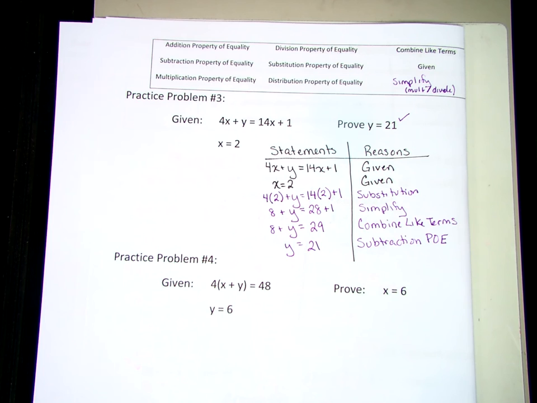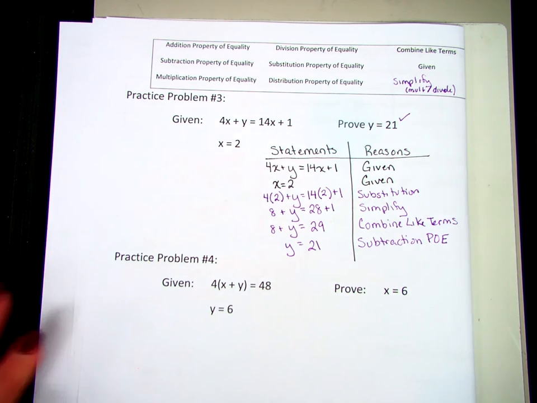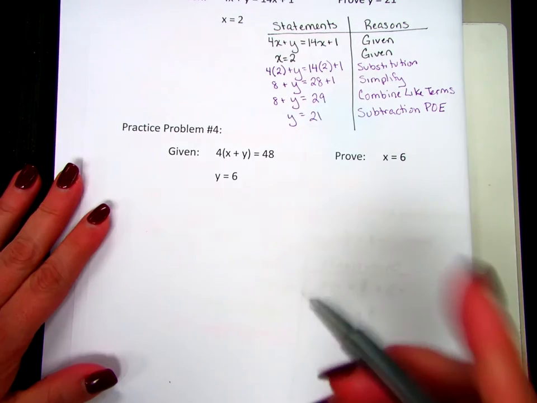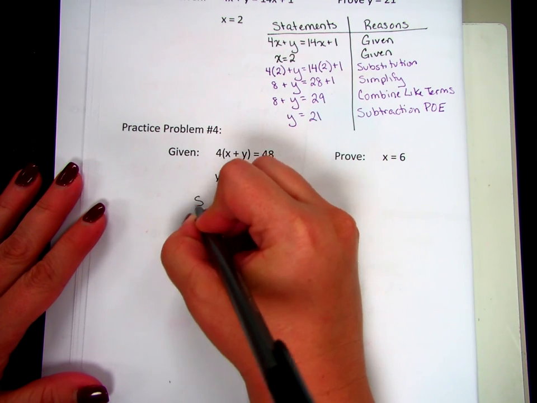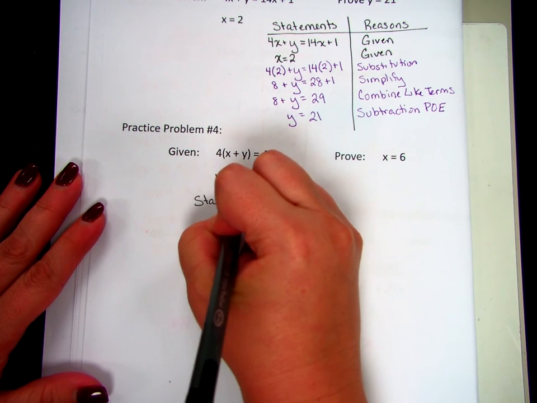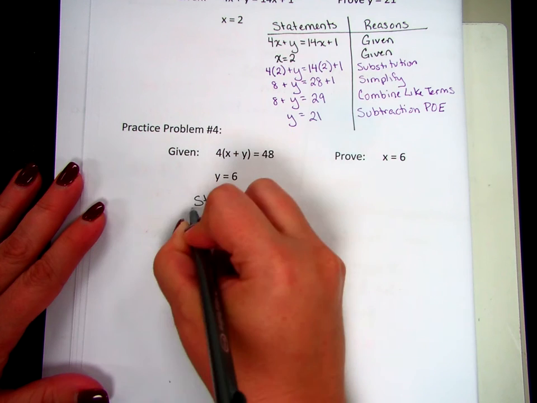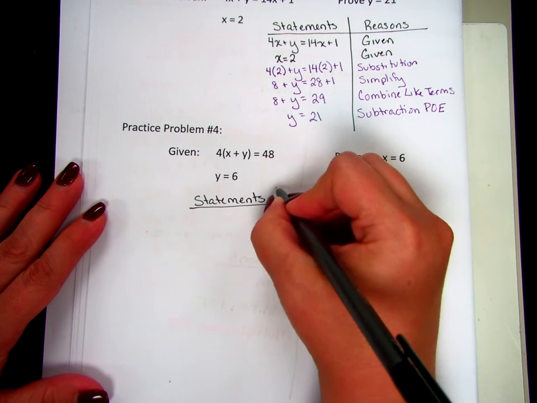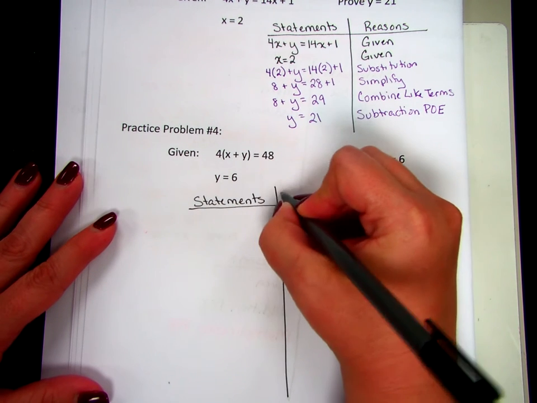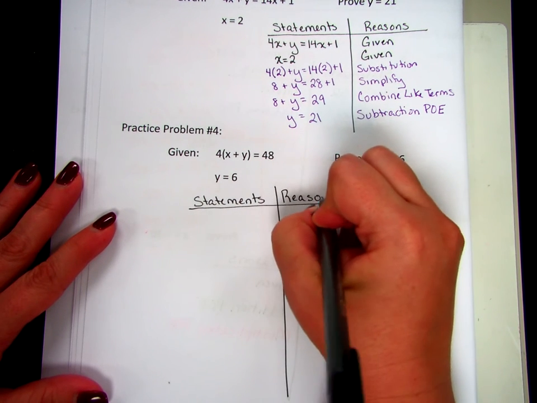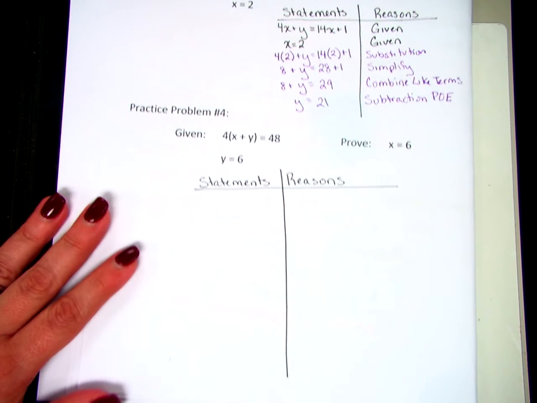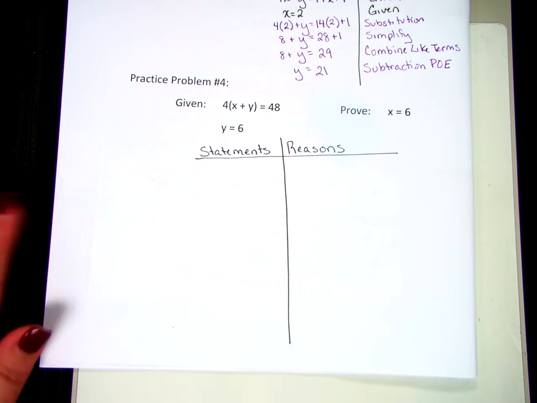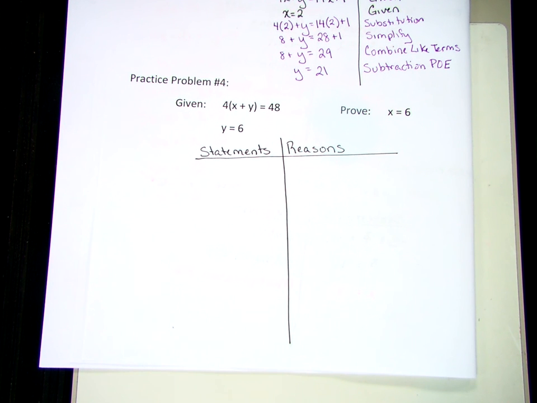Okay, questions on practice problem number 3. Okay. All right, practice problem number 4. Again, I'm going to start with my statements and my reasons, and then make it into a table. And I'm going to start with my givens.